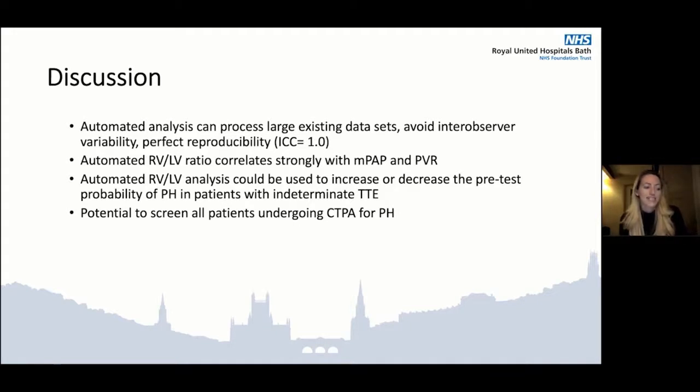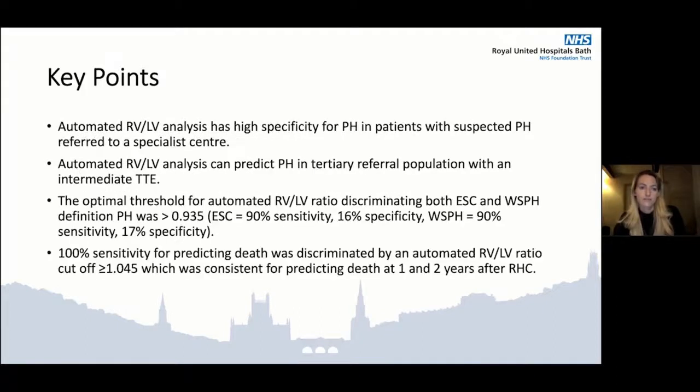Although transthoracic echo was less sensitive than automated RV-LV for PH in our cohort, it retains high specificity, therefore is unlikely to replace CTPA as a screening tool. Automated RV-LV analysis could be used to increase or decrease the pre-test probability of pulmonary hypertension in patients with an indeterminate echo. And most importantly, there is the potential to screen all patients undergoing CTPA for pulmonary hypertension, identifying them radiologically as opposed to clinically, with emphasis on earlier detection to facilitate earlier intervention.